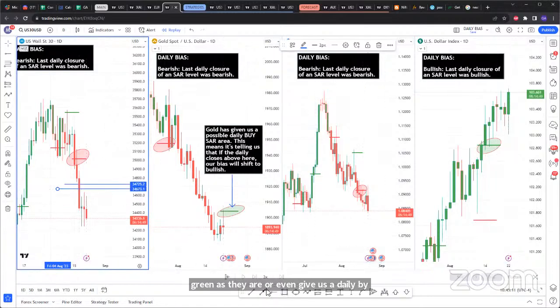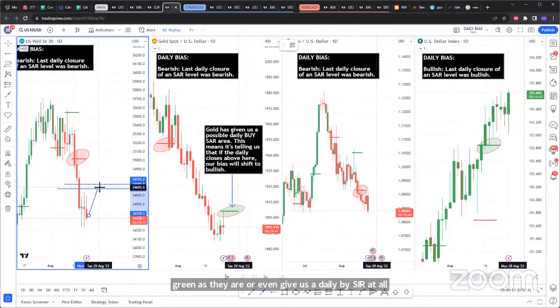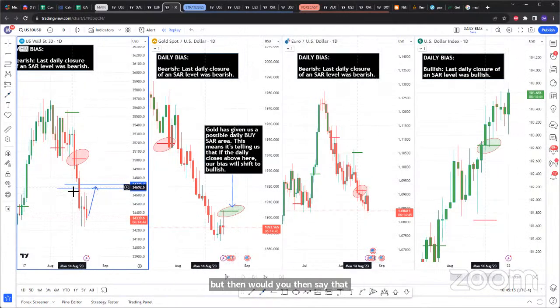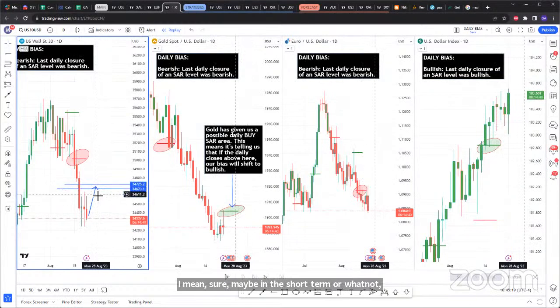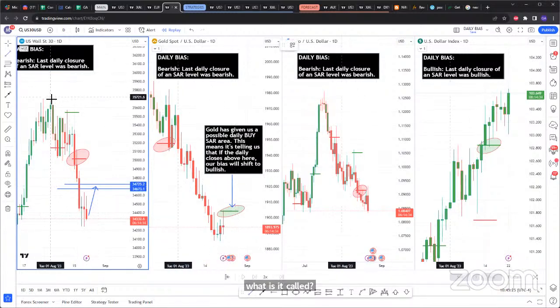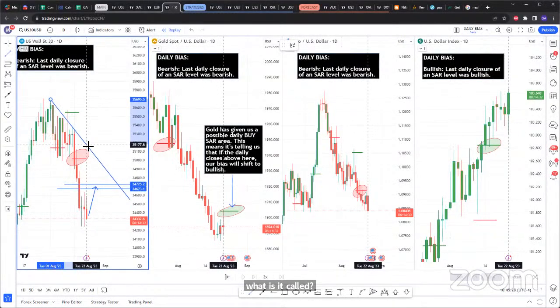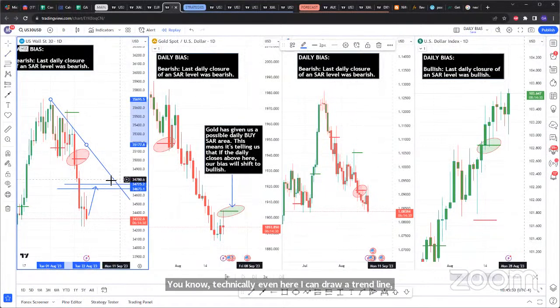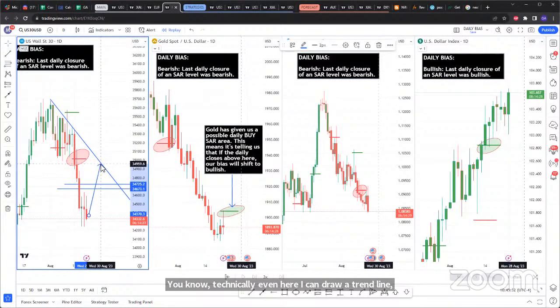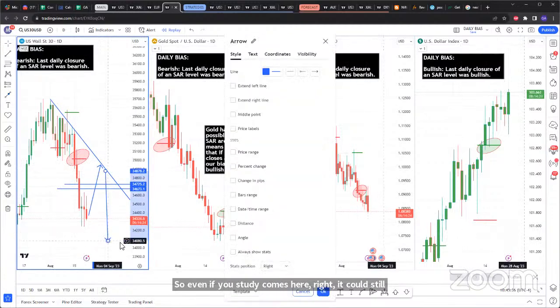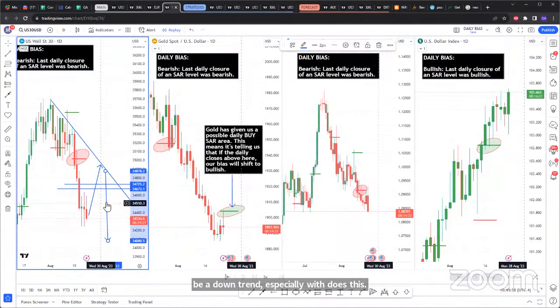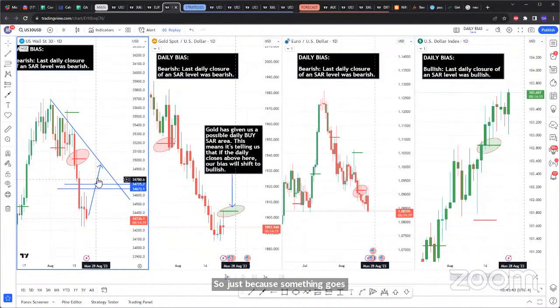But would you then say that US 30 is bullish if it comes here? Sure, maybe in the short term, but even on the daily, we don't get that confirmation for a buy. Technically, even here I can draw a trend line. US 30 has been trending down. So even if US 30 comes here, it could still be a downtrend. Just because something goes up does not mean that it's changing bias.